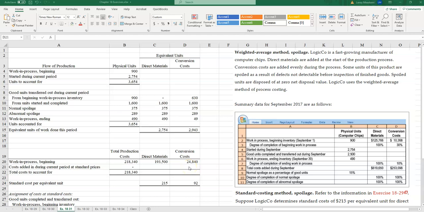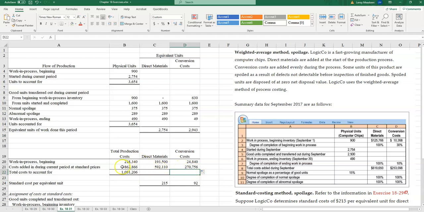So now we need to add in the cost at standard cost per equivalent unit. For this period, I'm going to take my standard cost, 215, and multiply that by the equivalent units of work done this period total, which for direct materials was 2,754 units. And then when I do that for conversion costs, I will get 270,756.